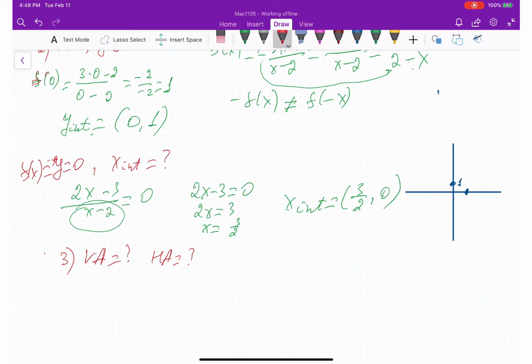So, vertical asymptote: we can find it by setting x minus 2, which cannot be equal to 0, from the domain. X cannot be equal to 2, which is our vertical asymptote, equal to 2. This is our vertical asymptote.